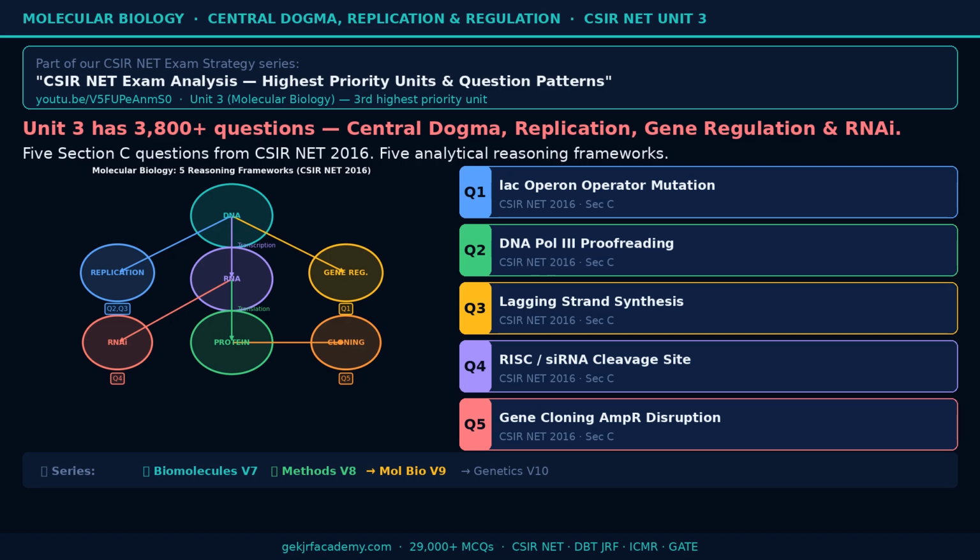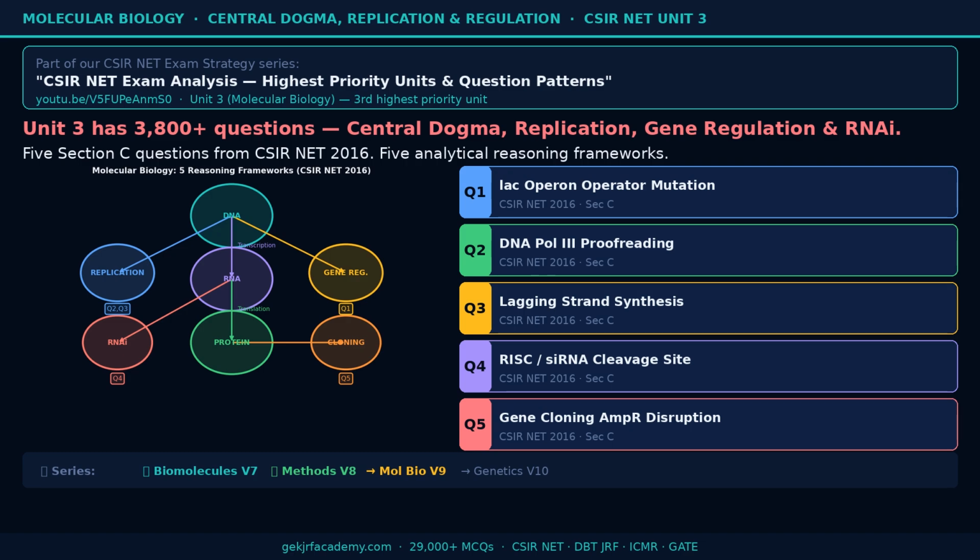And Section C questions almost always require you to reason from a molecular mechanism to an experimental outcome, never just to recall a definition. This video selects 5 questions from the CSIR NET 2016 examination. Each one covers a different domain of molecular biology. And each one teaches a reasoning framework that transfers directly to every other question in that domain.